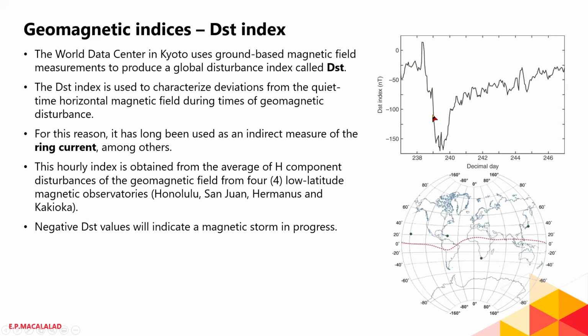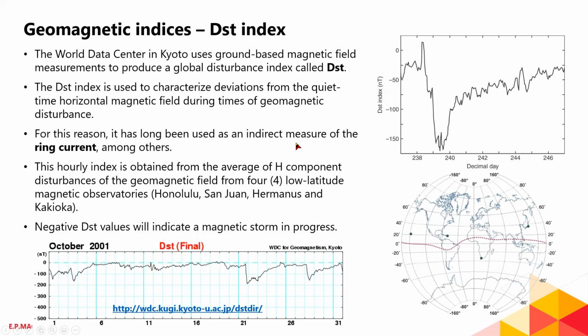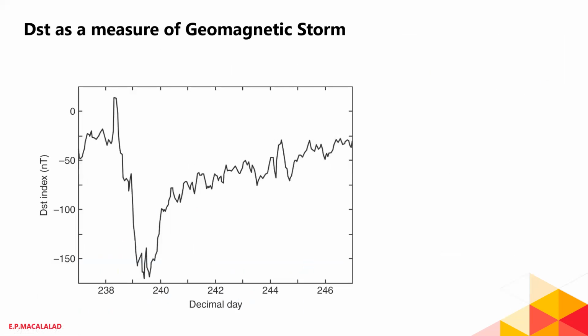Okay, so this is how the Dst index looks for a geomagnetic storm. And this data is available at the World Data Center in Kyoto, Japan. So this is in October 2001, and you will notice several geomagnetic storms were observed during this time. From the Dst index, we can actually see the current status or phase of a geomagnetic storm. So all in all, there are three phases of a geomagnetic storm.